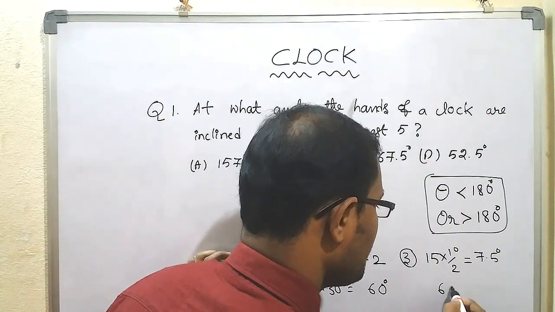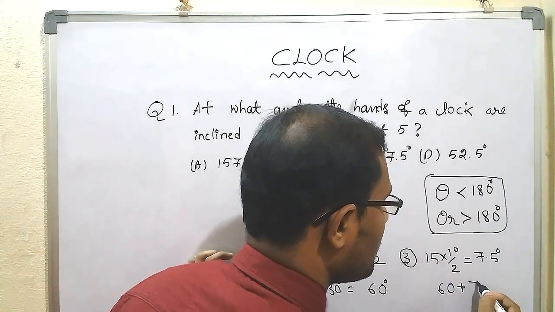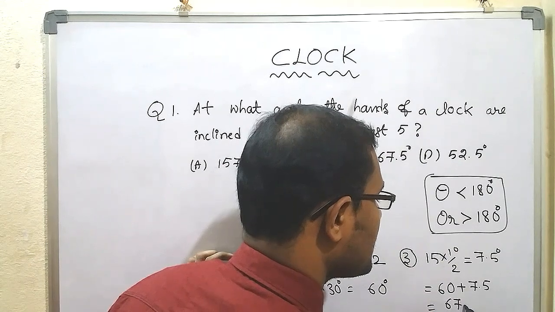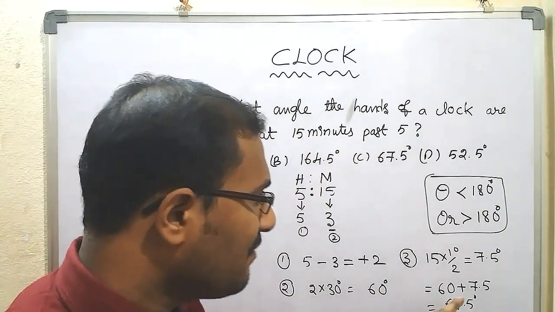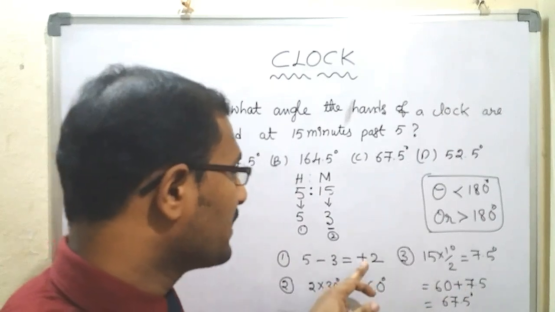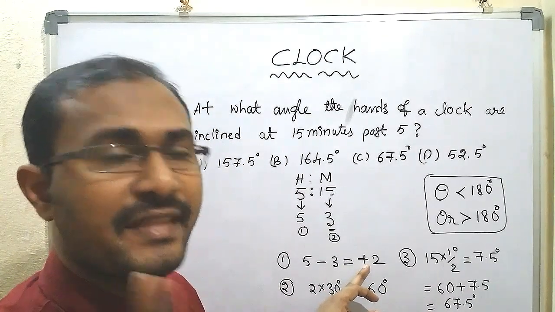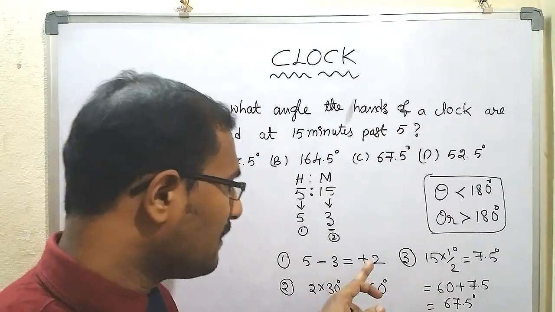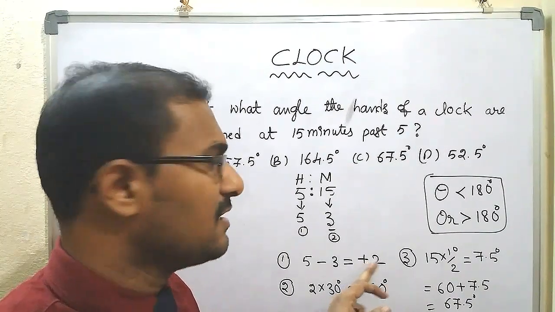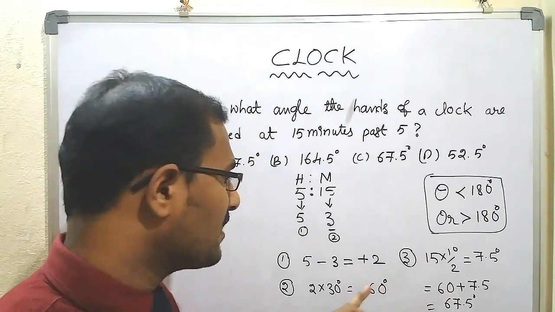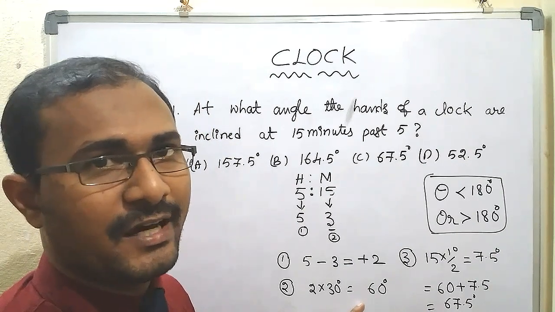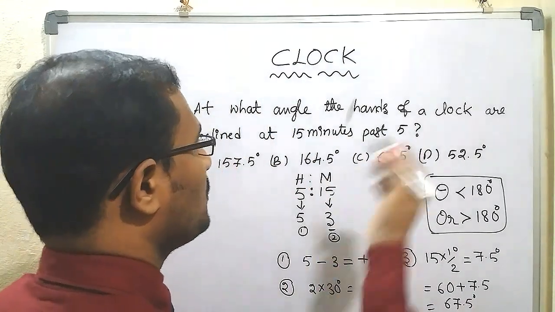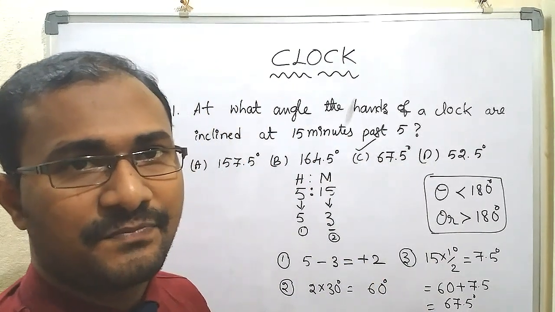So 60 plus 7.5. What is the total value? 67.5. So why are we taking plus here? If you get a positive sign in step number 1, then step number 3 value is to be added to step number 2. If you get a minus symbol in step number 1, then step number 3 value is to be subtracted from step number 2. Are you clear with this? So the answer is 67.5 degrees. So the option is option C.